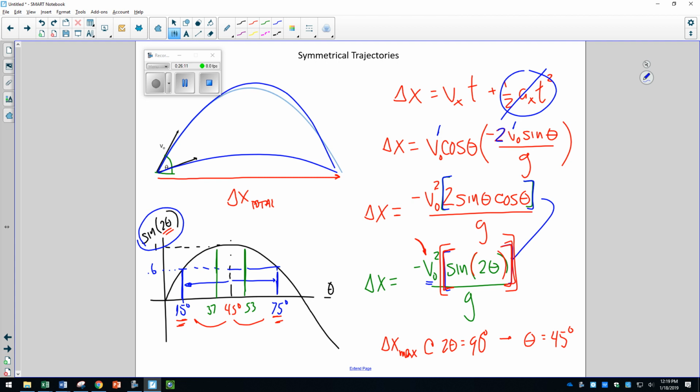All right, so what I would write down here is complementary angles yield the same delta x. Pretty neat, huh?